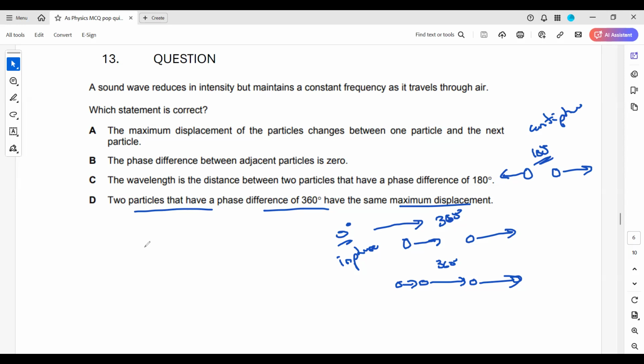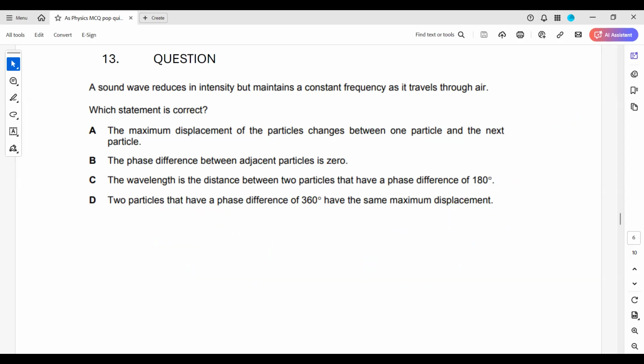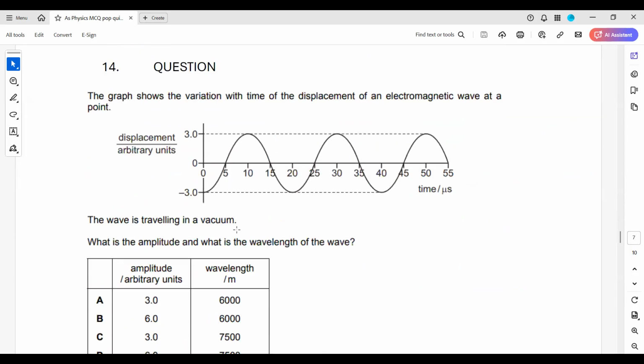So in a sound wave, when the particles are moving, one group of particles is moving towards the right, another group of particles is moving towards the left. The groups of particles are 180 out of phase, but within this region, adjacent particles are in phase. And this is also in phase. But compared to these two groups, they are anti-phase. So the term phase refers to a mode of vibration, like how the particles are moving.